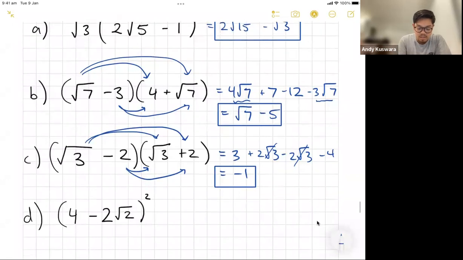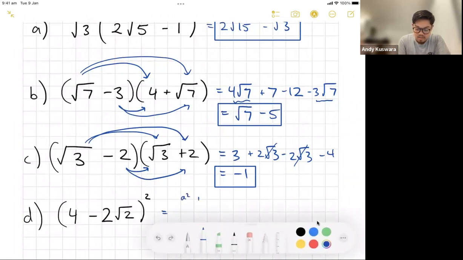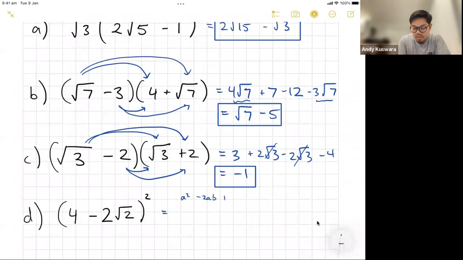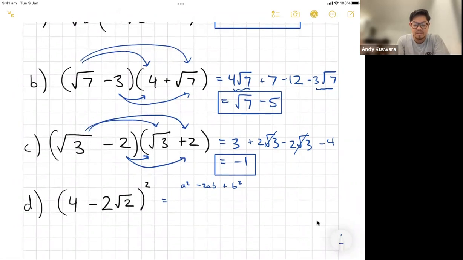And last one, we've got here a perfect square. And so I know it's supposed to be a squared minus 2ab plus b squared. But again, if you're uncomfortable with that, feel free to expand it the long way. I've done the expansion the long way for one of these, so you can figure it out yourself. Go watch the other videos. So here I know it's just going to be a squared, which is going to be 16, minus 2 lots of a times b. So minus 2 lots of 4 times 2 root 2.